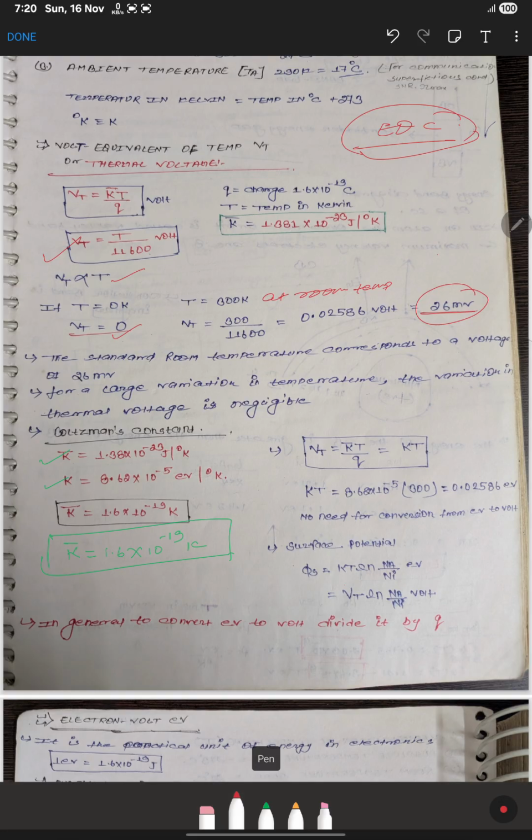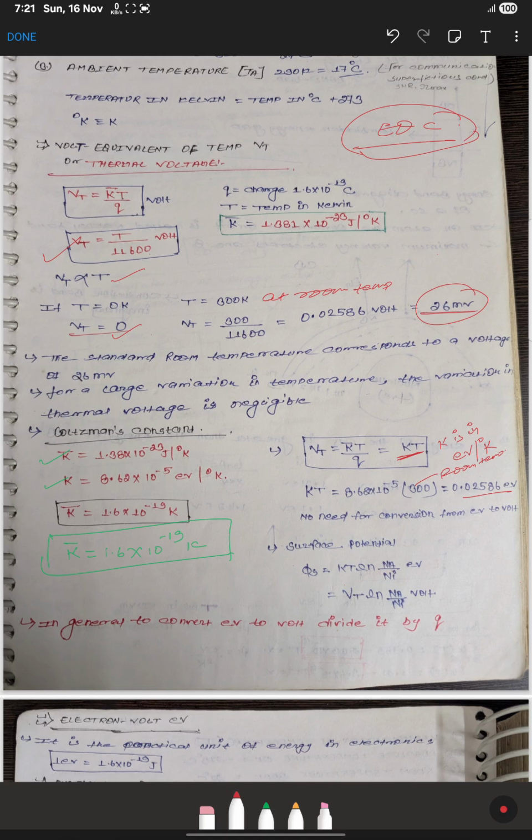Right, so Vt is equal to k bar T upon Q is equal to KT, where K is in eV per degree Kelvin. So we can also find KT by putting K as 8.62 into 10 to the power minus 5, and our temperature, let's say for room temperature 300, so it will be the same, 0.02586 electron volt. No need for conversion from electron volt to volt.